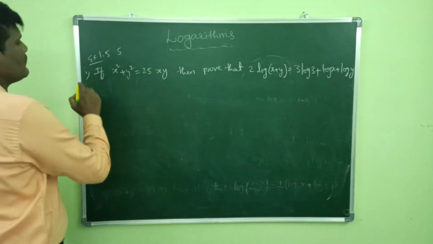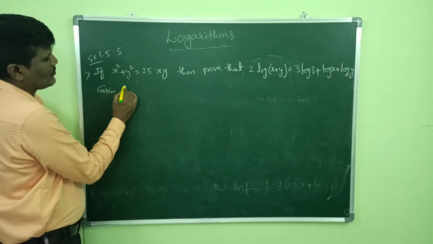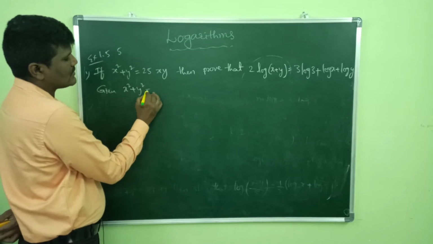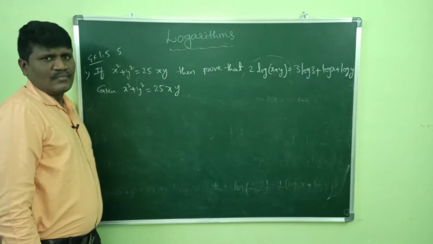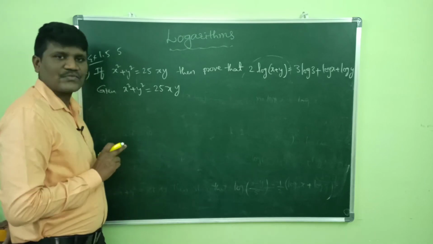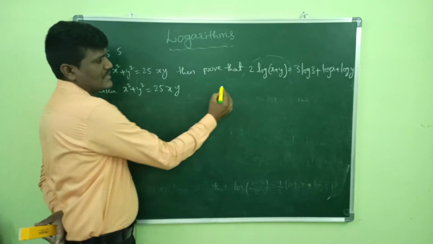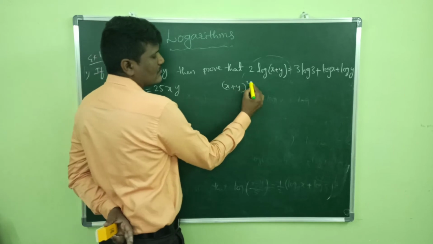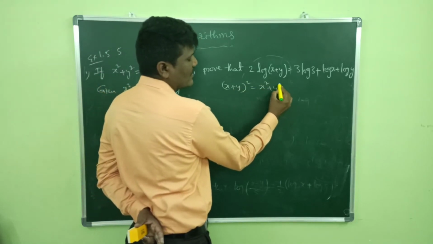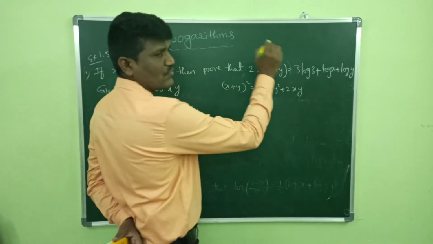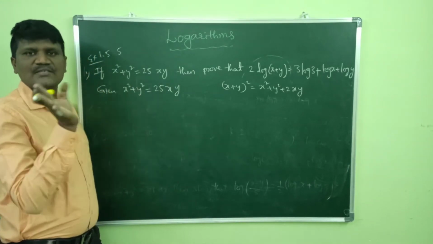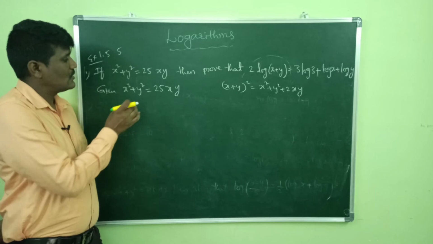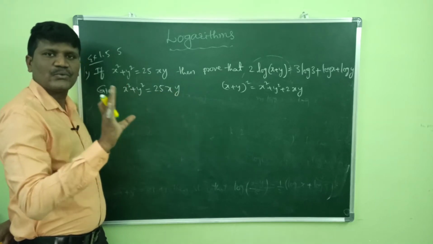So in the question given, x square plus y square is equal to 25xy, right? So what is x plus y whole square? X square plus y square plus 2xy. So here on the left hand side 2xy is missing, right? So add 2xy on both sides.